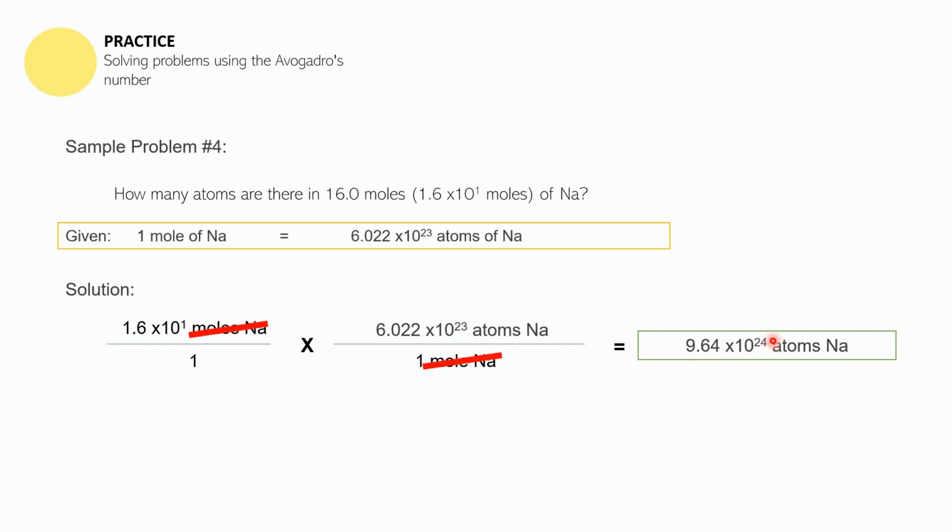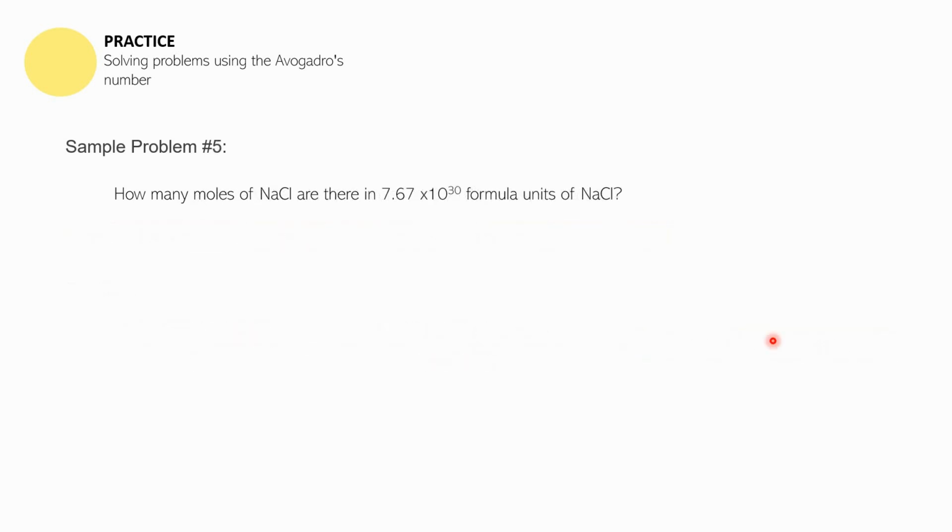I hope I'm still making sense. Okay, so the last sample problem is the following. How many moles of sodium chloride? Sodium chloride is a combination of sodium and chlorine, and what they're producing here is an ionic bond. So how many moles of sodium chloride will there be in 7.67 times 10 raised to the 23rd power formula units of sodium chloride? Remember, formula units is the unit we'll be using for ionic bonds, for ionic compounds.